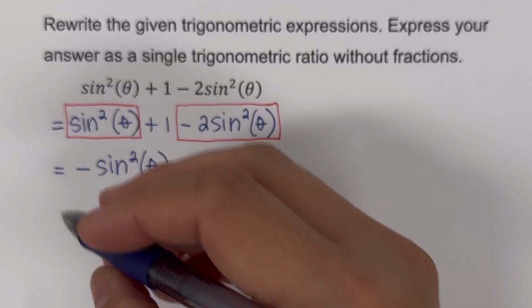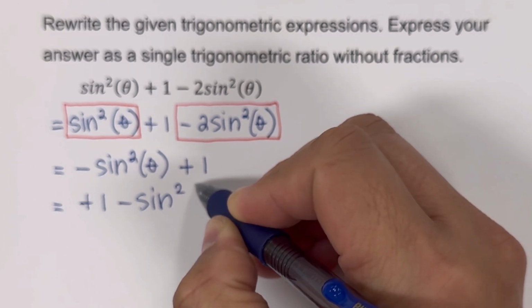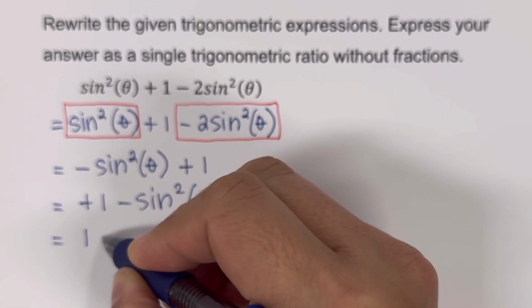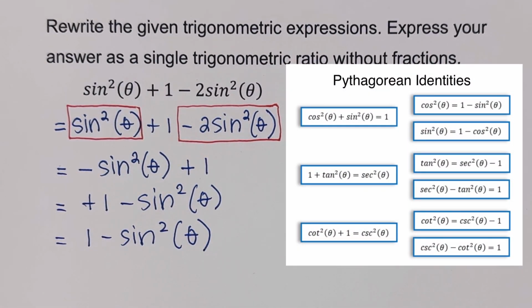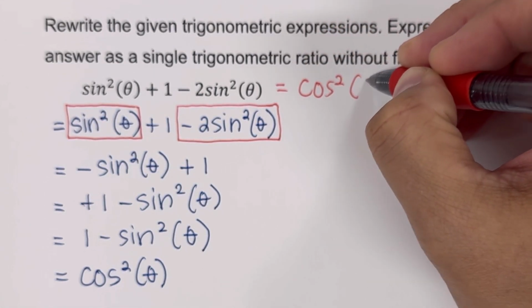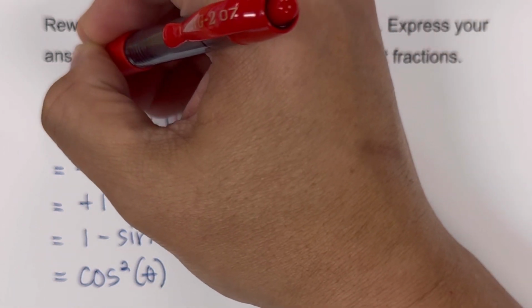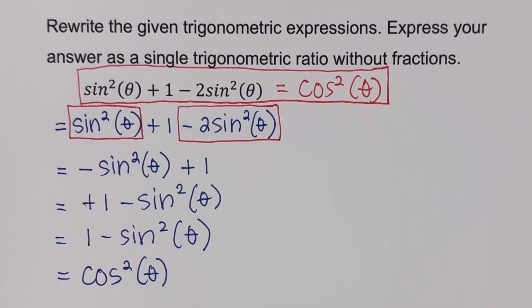We can rearrange this expression as positive 1 minus sine squared of theta, or pretty much 1 minus sine squared of theta. Now looking at the equation on the side, 1 minus sine squared of theta is equal to cosine squared of theta. So the expression up here is equal to cosine squared of theta. So that is how we rewrite a given trig expression into one single trig ratio without a fraction.